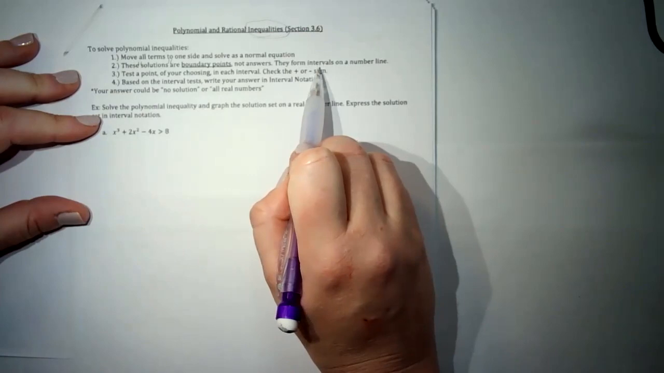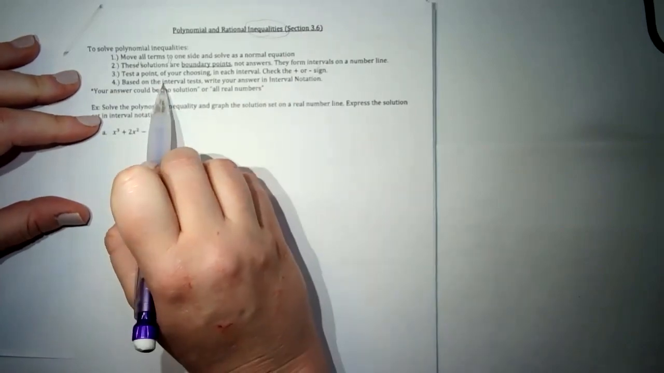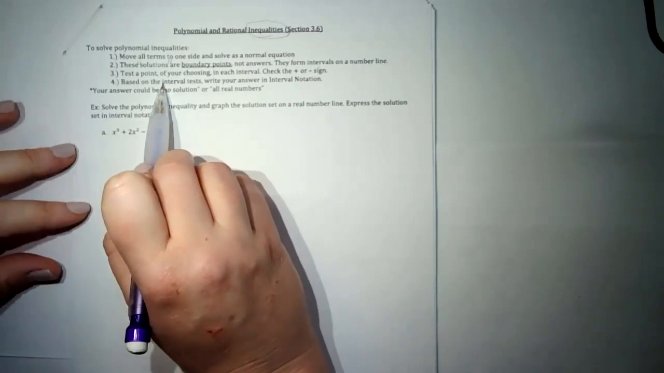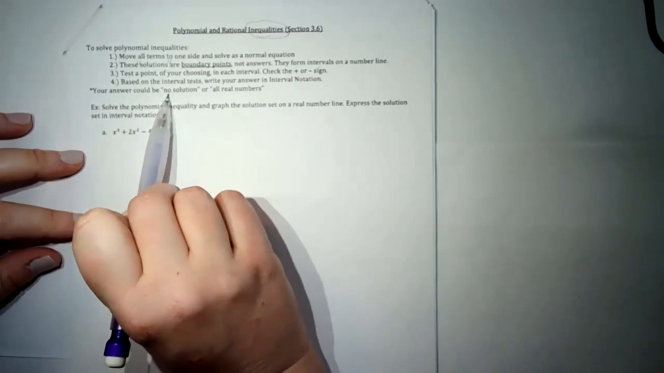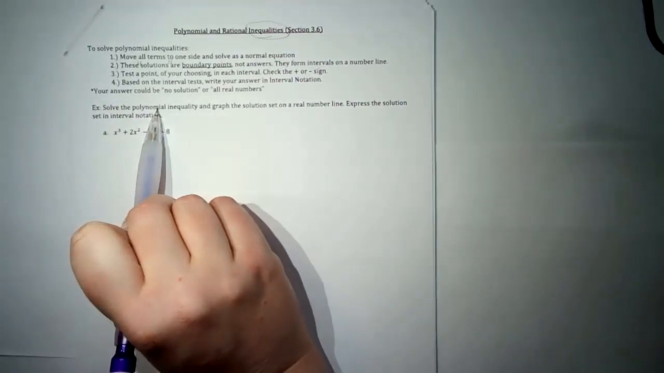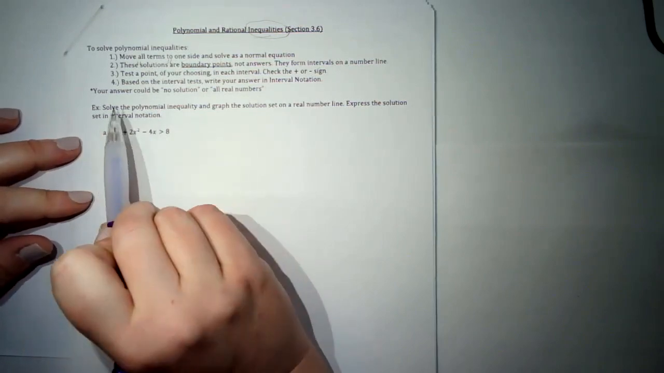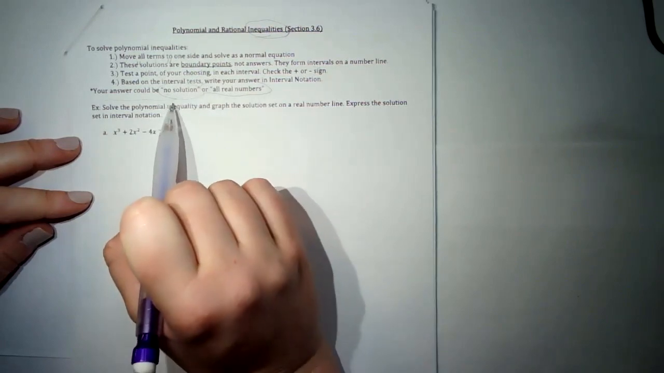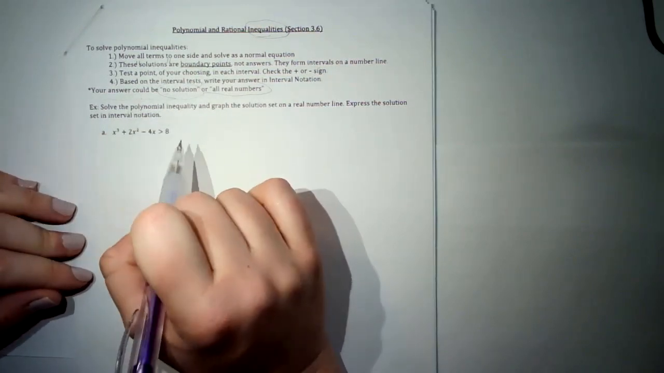These make intervals on the number line. Then you're going to have to test each interval to see if it works, if it's true. Based on that, your answers are going to be intervals in interval notation. Your answers are not going to be one little number. Your answers are going to be intervals using either parentheses or hard brackets. Your answer could also be no solution. It could also be all real numbers. Look at that. It's just the wild, wild west out here.